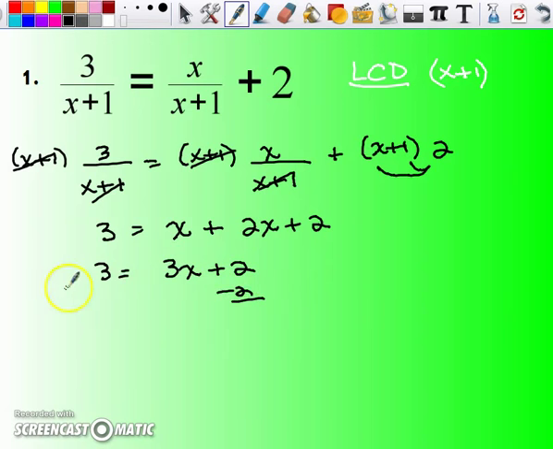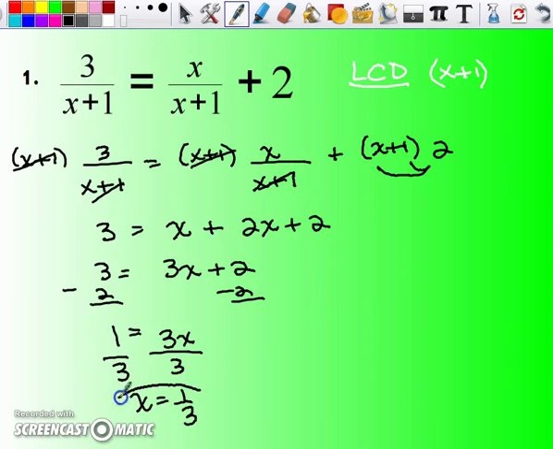Subtract our 2 on this linear equation right here. We get 1 is equal to 3x. Divide both sides by 3 to get x is equal to 1/3.